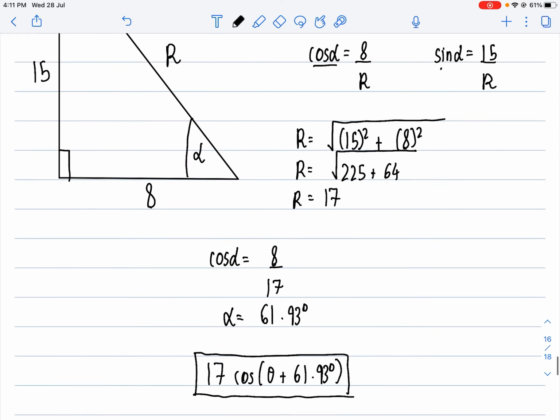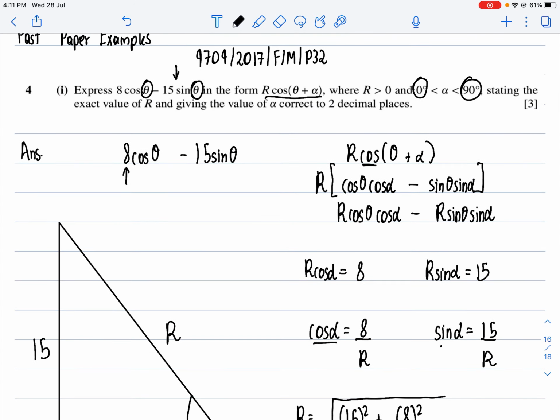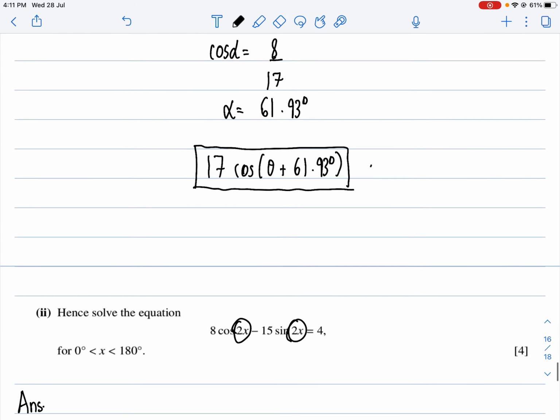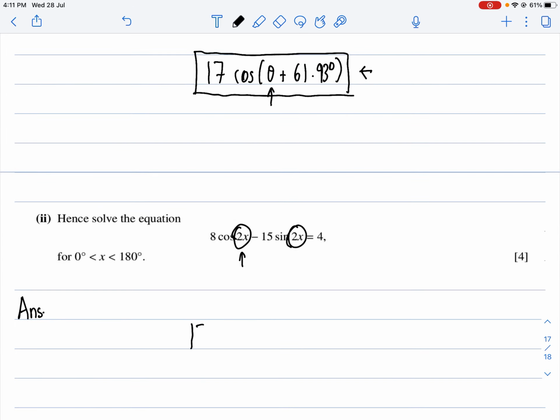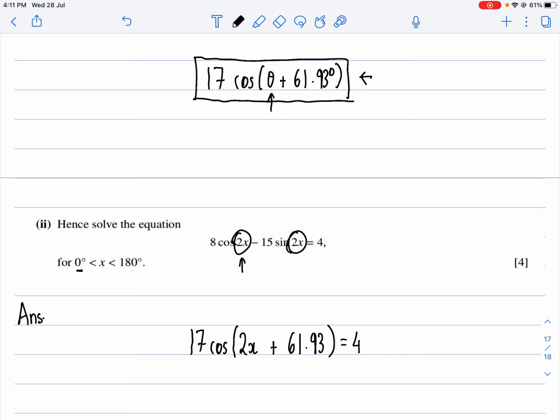Now I know this theta form can be written like this. That means if theta is replaced by 2x, the theta here will also be replaced by 2x. So I can simply write this as 17 cos, instead of theta I write 2x, plus 61.93 degrees, which is equal to 4. Correct? This is what I get. My domain is 0 degrees to 180 degrees.